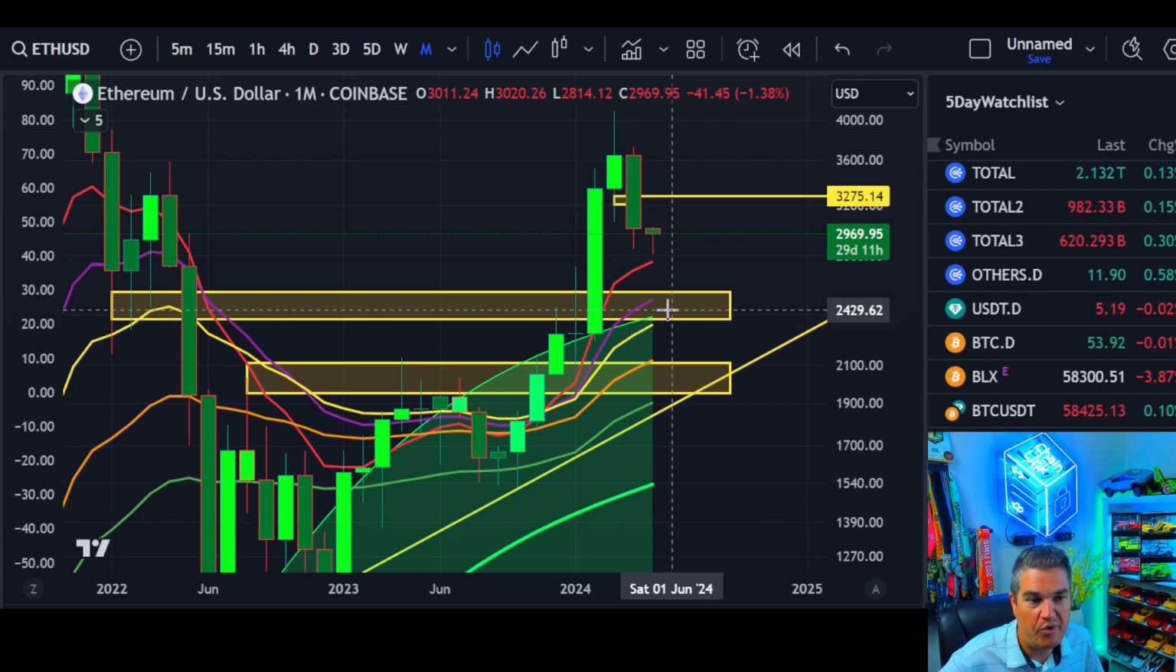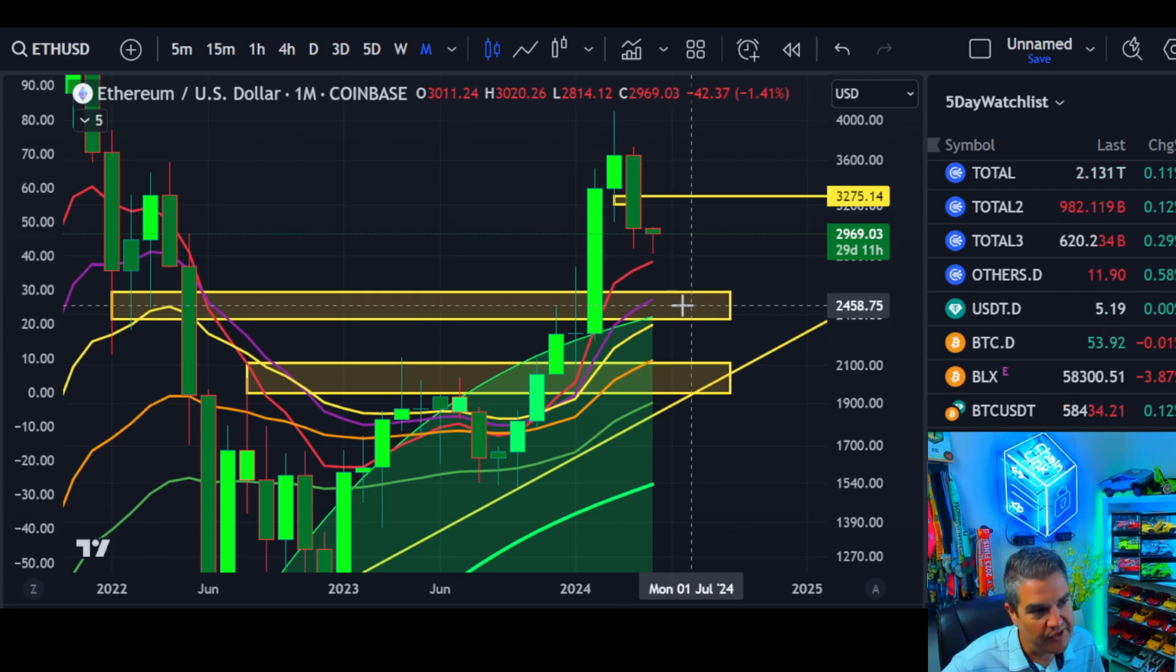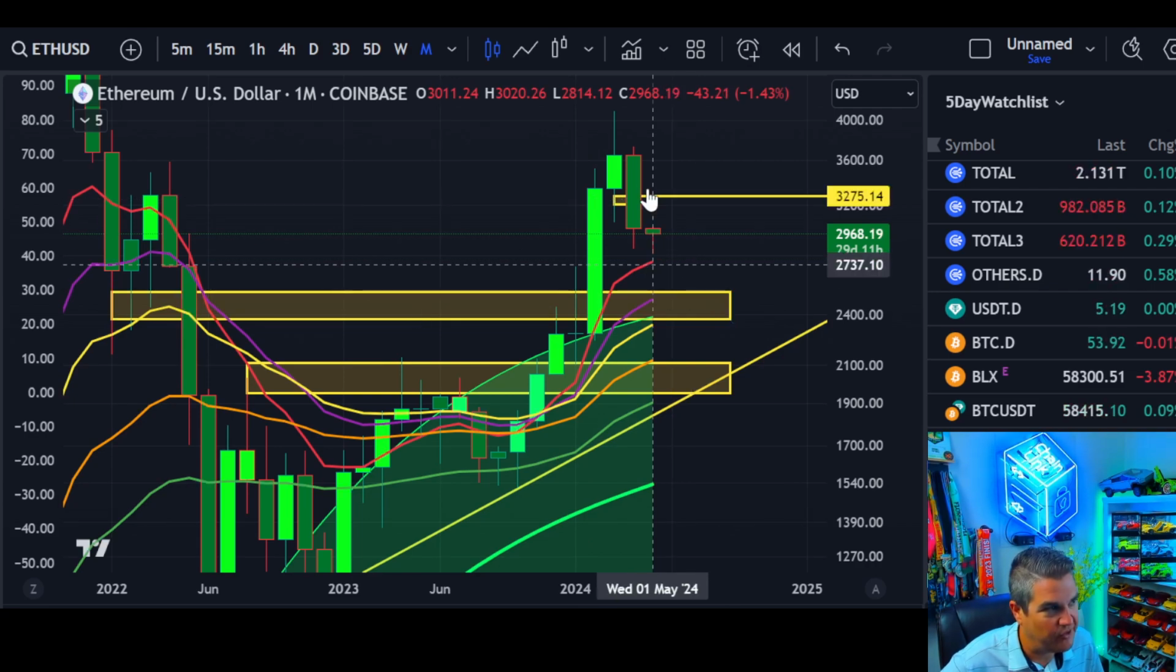If Bitcoin wants to kick the bucket here, go back to 50K or thereabouts, you could potentially see Ethereum doing something like this. It's worth noting, at least, that this is the first bigger support zone. We don't really have anything else up here except for the EMA 8 monthly, which we've already nearly visited, okay?